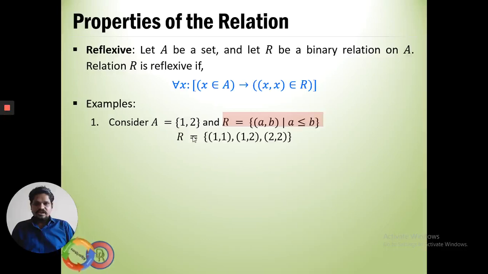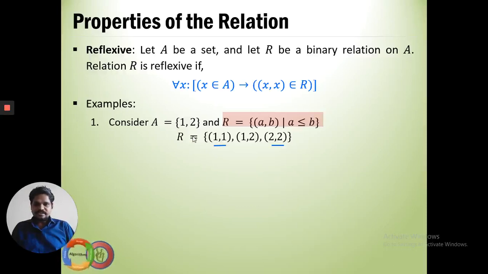You can see the one relation R where A is less than or equal to B. So 1 is less than or equal to 1, 2 is less than or equal to 2. So every element from the set A is related to itself.